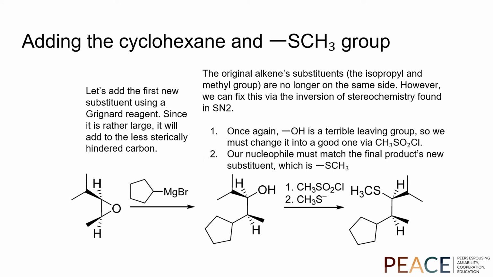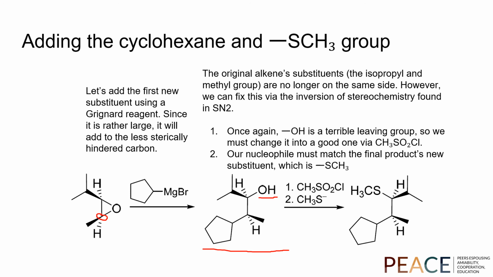Once that's done, we can just go ahead and add the two substituents that we need to both sides. So let's first start with a Grignard reagent to add our cyclopentane. And since it's rather large, it will selectively add to the less sterically hindered carbon, which in this case would be the side containing the methyl group and its implicit hydrogen, which will then lead us to this product right here, which has everything we need except for instead of this OH, we want an SCH3 group instead.